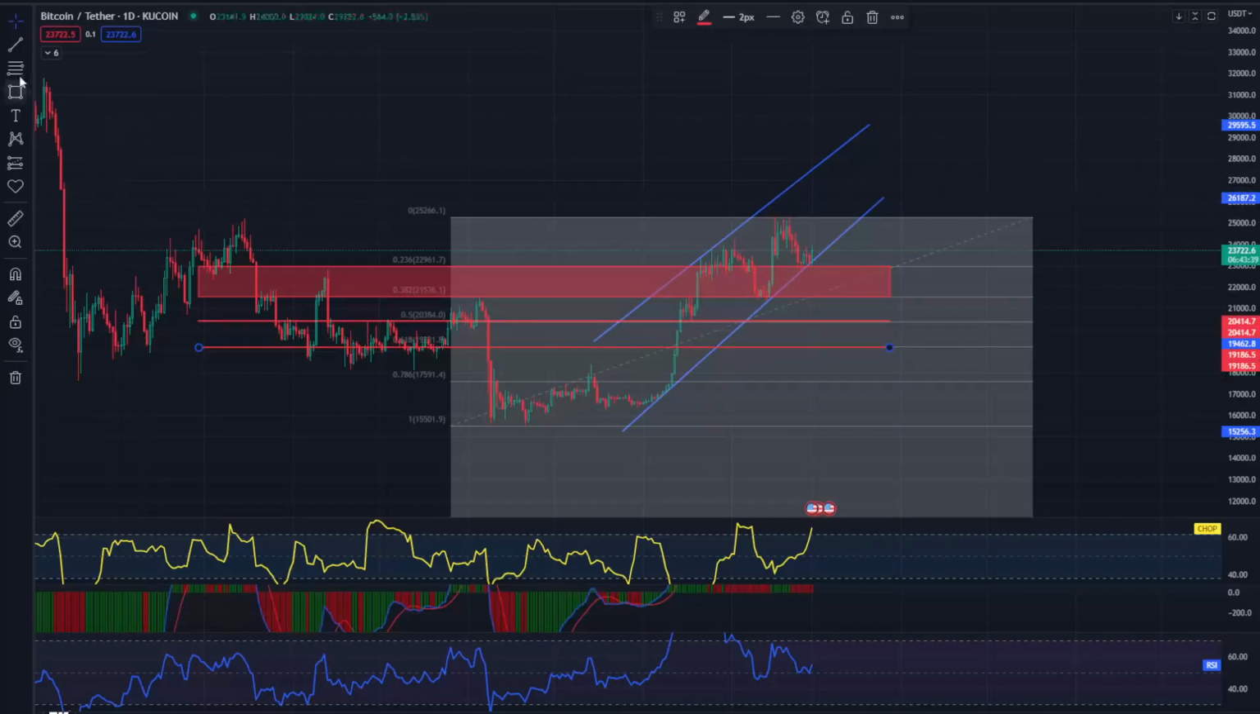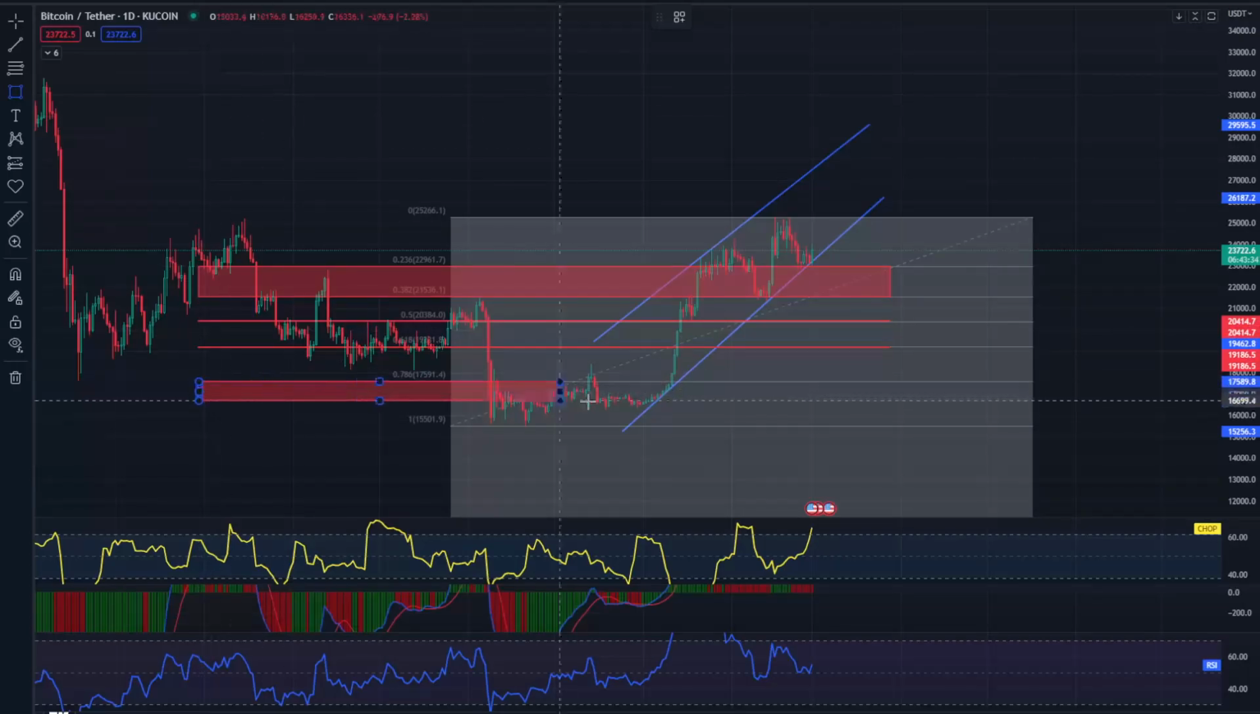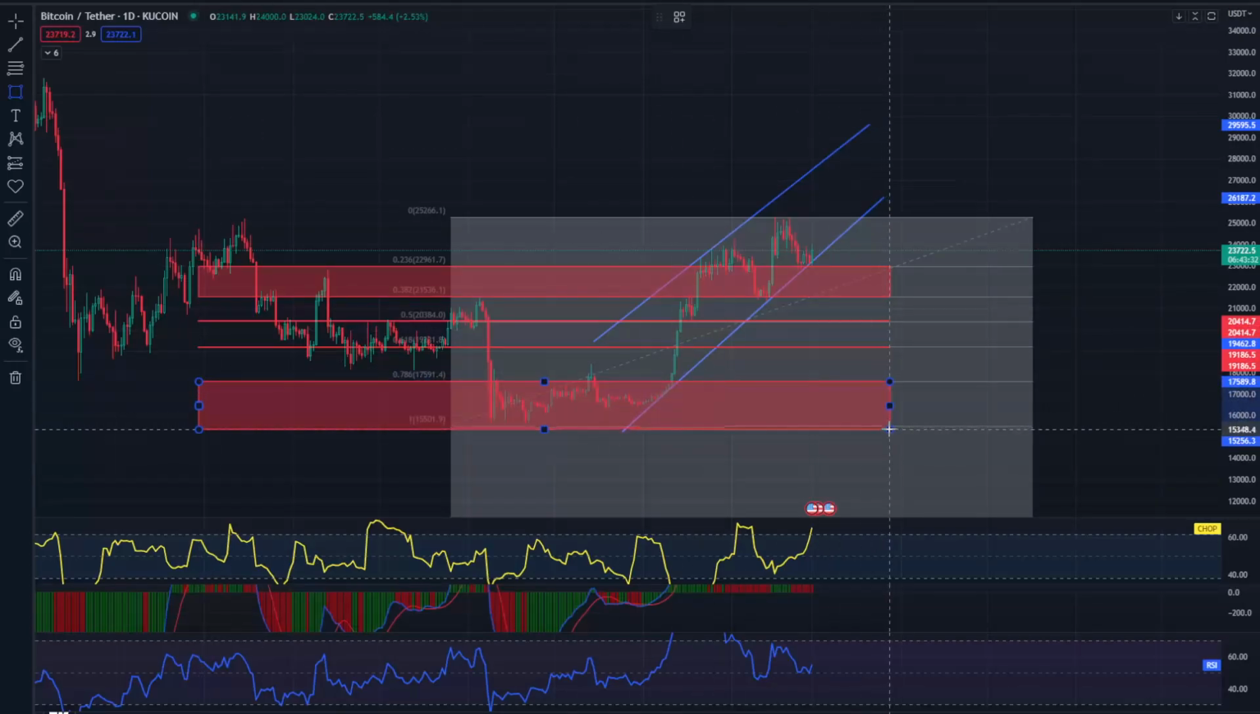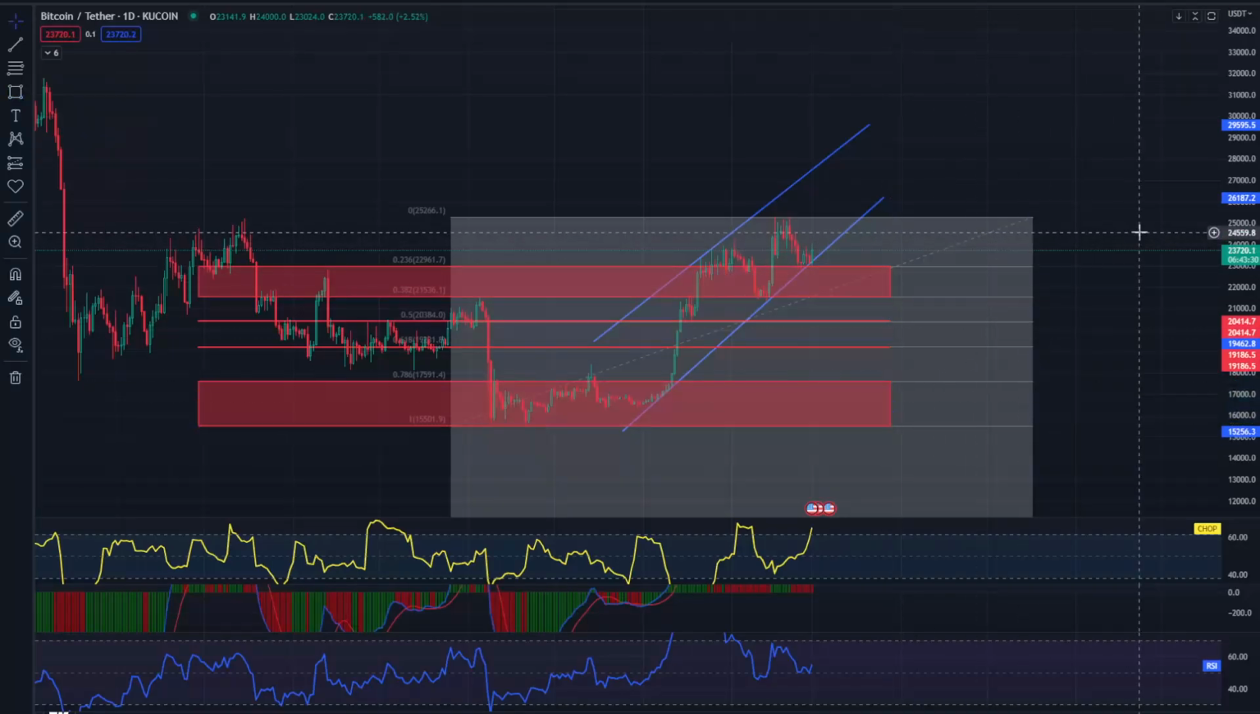$19,187, but when we fall below, we can see a drop around the very strong support zone from $17,590 to $15,502.